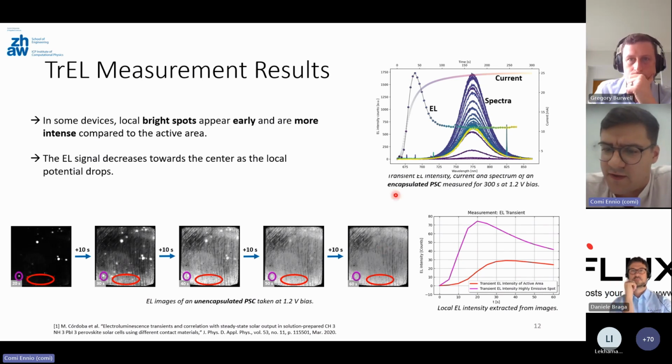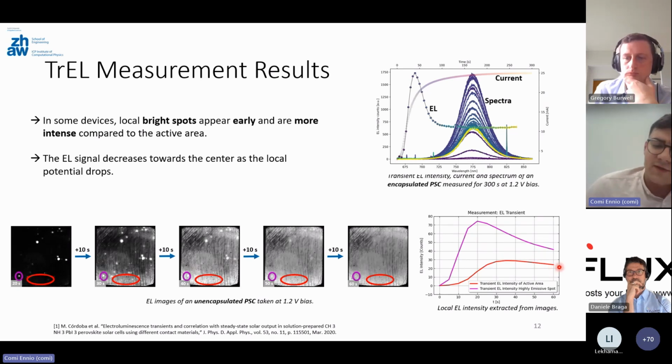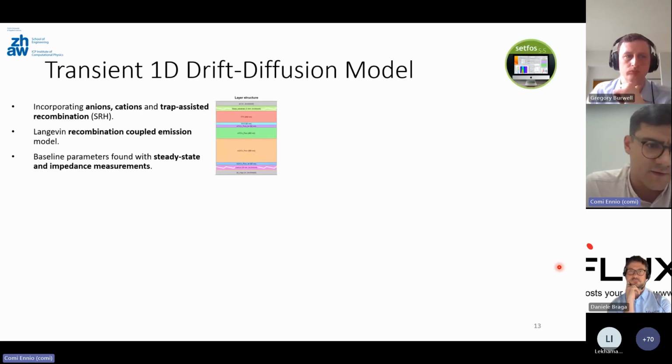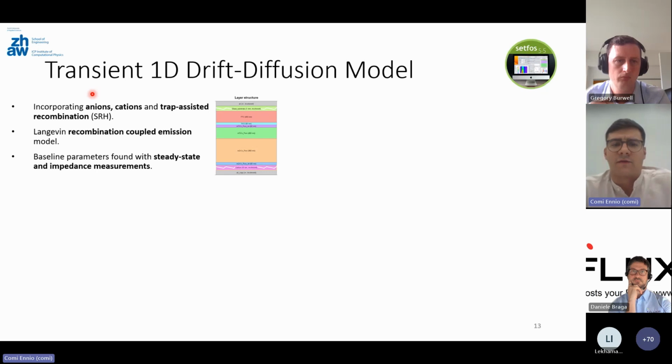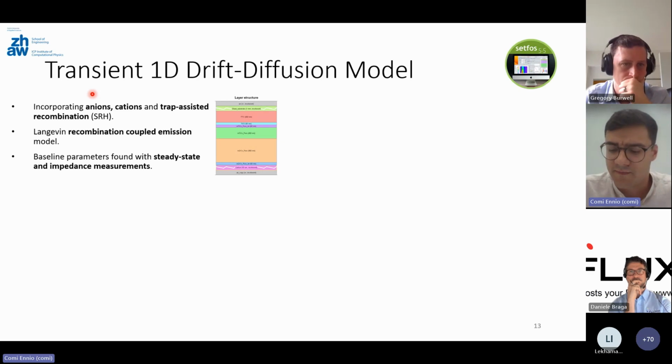So we had these two behaviors: bright spots that appeared earlier and have a very strong EL signal, and the active area that also has a peak at a certain point and then the signal drops again. To understand this a bit better, we modeled the device in SETFOS, the 1D drift diffusion solver from Fluxim. We modeled this device including anions, cations, and traps. And for the electroluminescent signal that we wanted to simulate, we used a Langevin recombination coupled emission model.